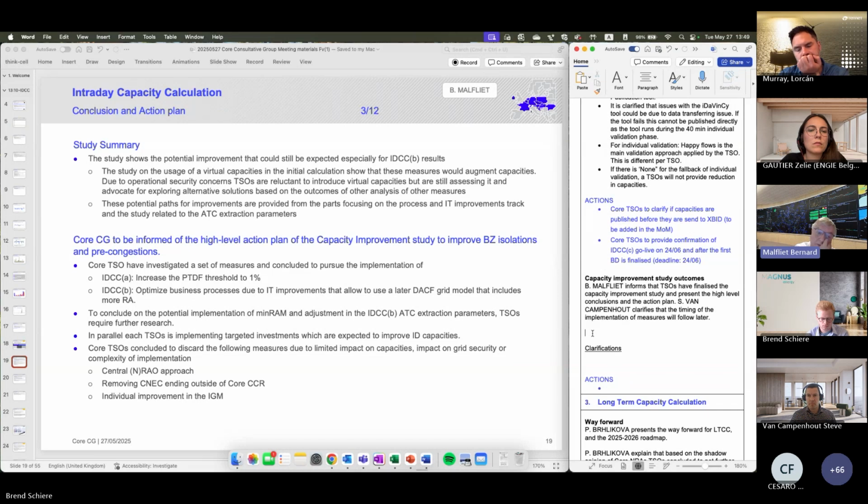We have discarded removing the connects which end outside of the core CCR, because there are only two possible paths for these connects. So either they are very significant because of some maintenance being done, and then they become quite important to take into account because their PTDFs are becoming quite important, or there is no maintenance, and then anyway they are not limiting the domain, so it is not necessary to remove them because they will not be limiting. So this has been investigated and concluded like that.